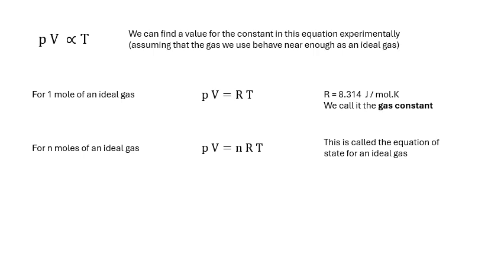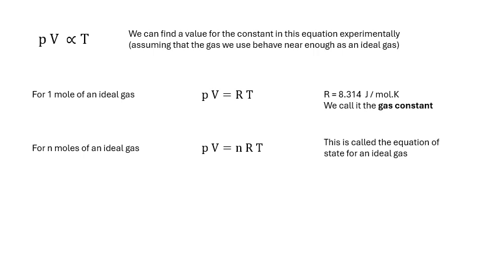Okay, so we have PV is proportional to T, and we can do an experiment to actually get a value for the gas constant. If we assume in our experiment that the gas is behaving as an ideal gas, what we get is for 1 mole of an ideal gas, PV equals RT, capital R, and capital R is called the gas constant. And it's equal to 8.314 joules per mole per Kelvin.